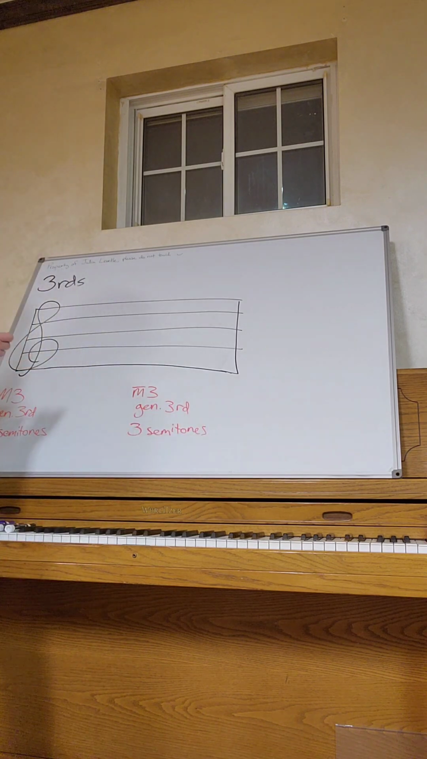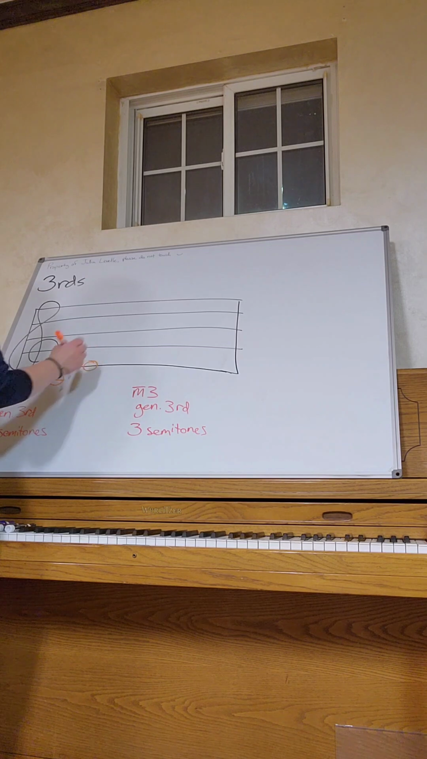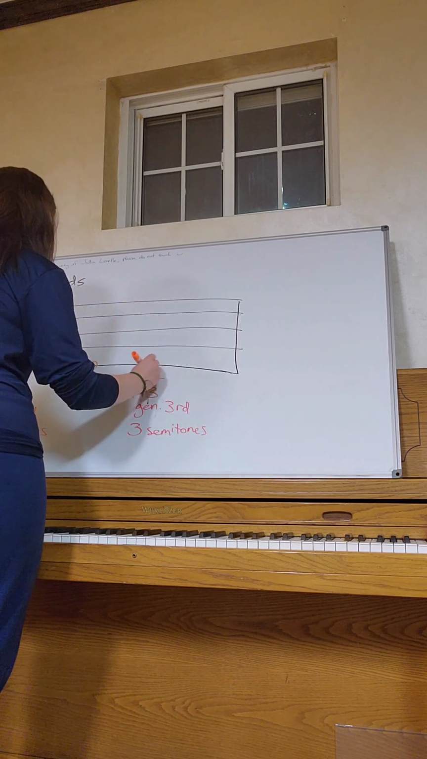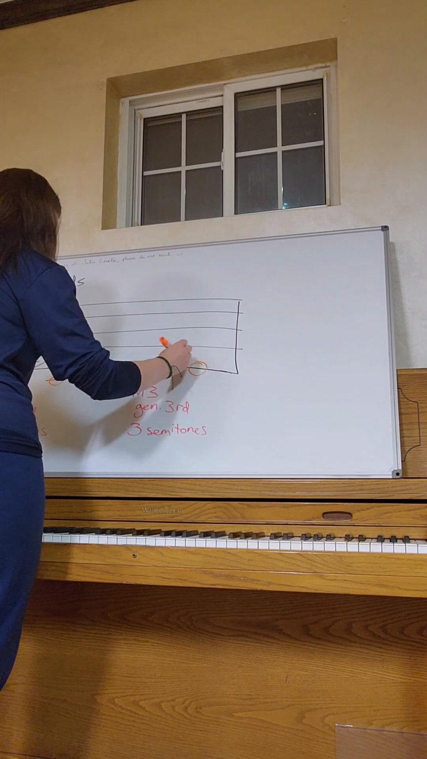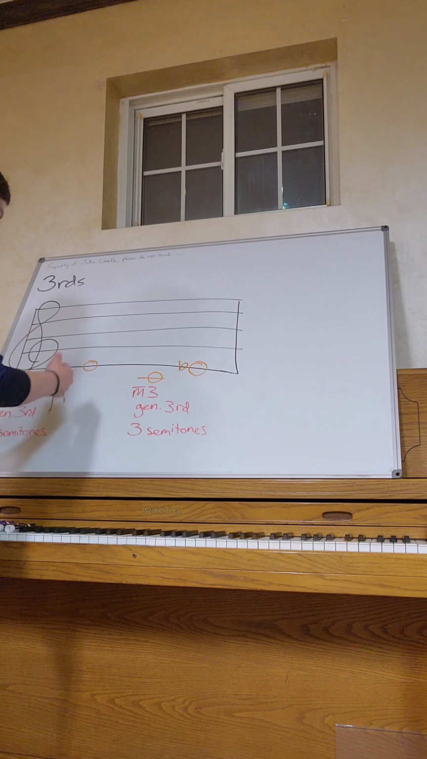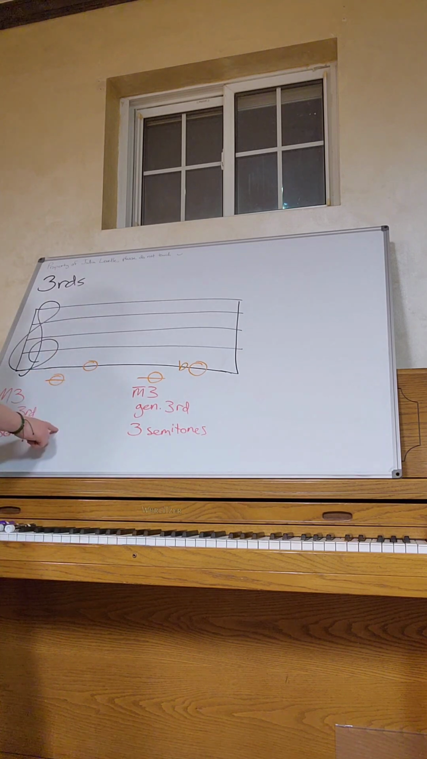Okay. So let's look at it. Let's see. C to E for major third. And minor third, C to E flat. Flat there, so we know it's flat. There we are. All right. So let's hear it. A major third. It's a generic third, and it's 4 semitones.